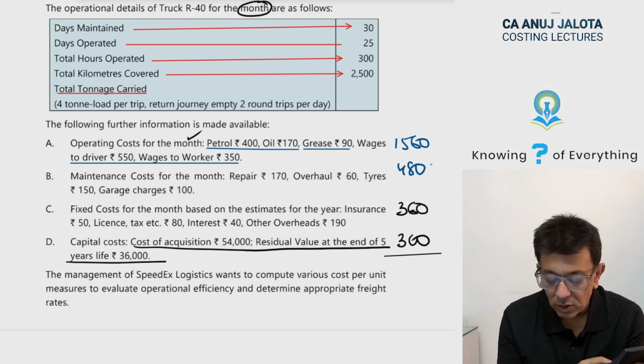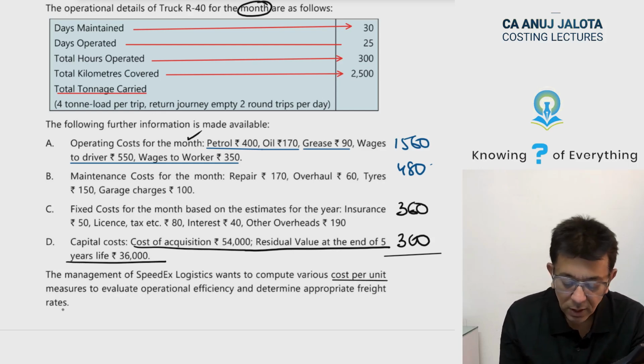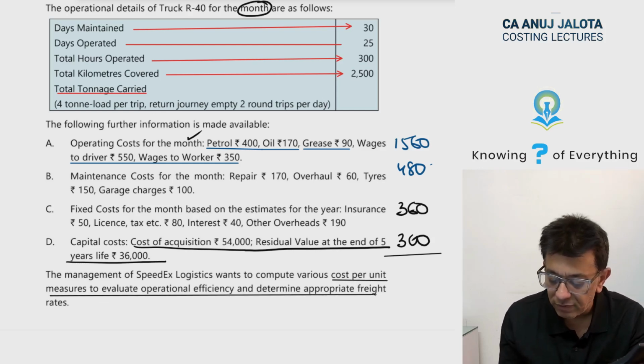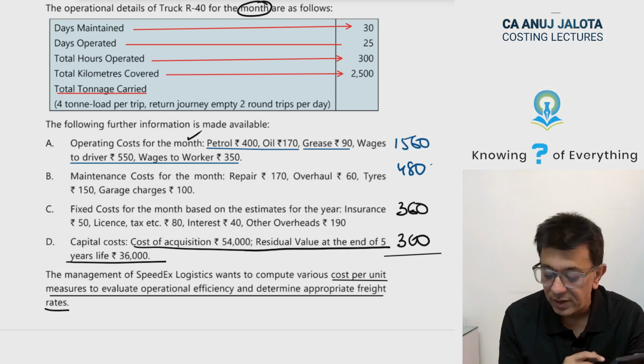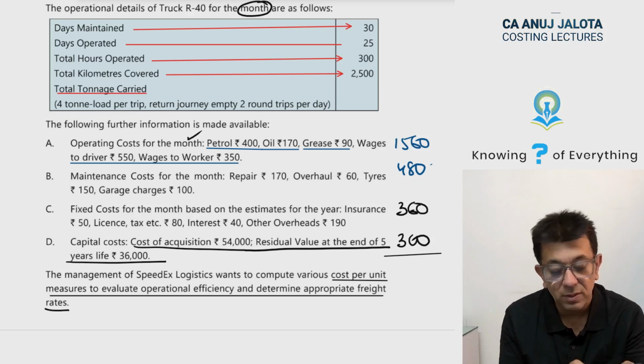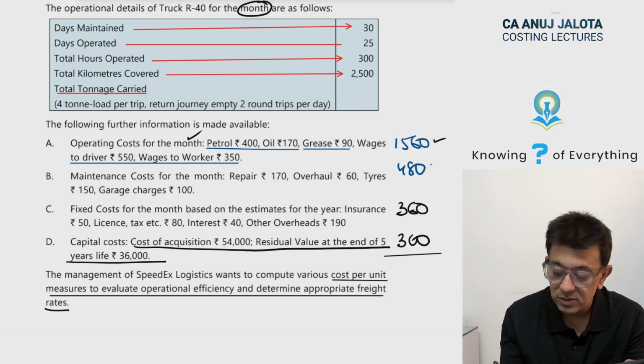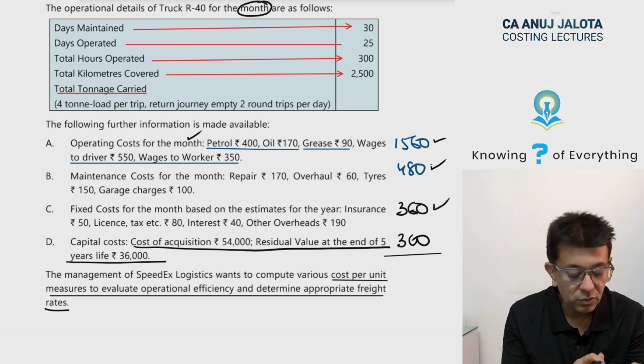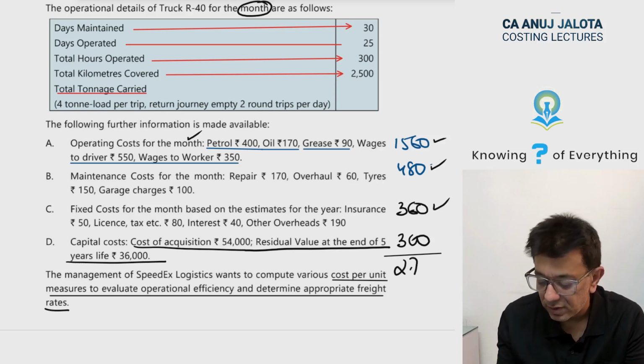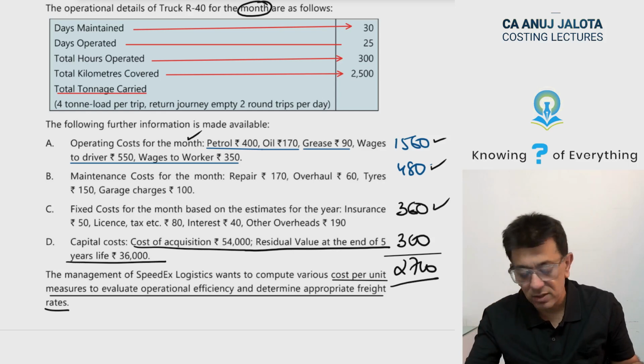The management of SpeedX wants to compute various cost per unit measures to evaluate operational efficiency and determine appropriate freight rates. 1560 plus 480 plus 360 plus 300. So 2700 is the cost till now. We'll see if any other cost comes.